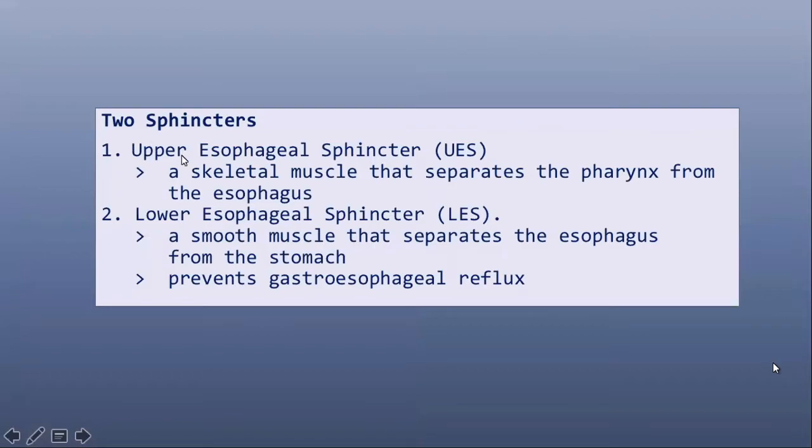But actually, these two sphincters were already mentioned. The upper esophageal sphincter corresponds to your first constriction, your cervical constriction. And this is due to the presence of a skeletal muscle that separates the pharynx from the esophagus. That is your cricopharyngeus muscle. While your lower esophageal sphincter is a smooth muscle that separates the esophagus from the stomach. And this is very important because this prevents your gastroesophageal reflux. Again, we will be discussing this more later. Okay, did you get that? 3 constrictions, 2 sphincters. These are important parts of your esophagus.